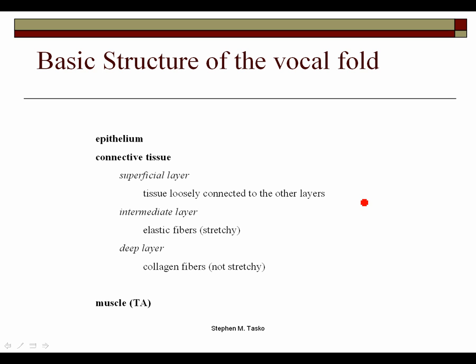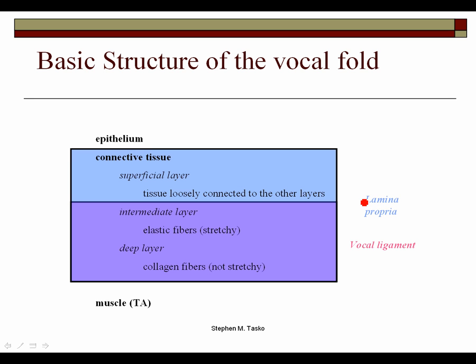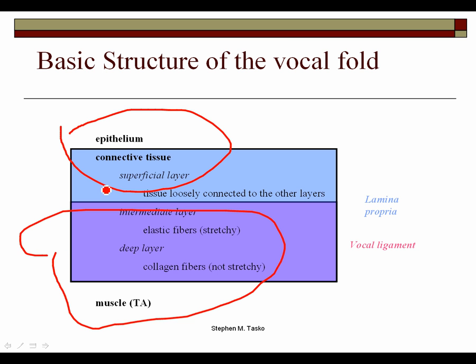Now, we organize these in a lot of different ways. The intermediate and the deep layer are often referred to as the vocal ligament, which we'd mentioned earlier. All three connective tissue layers are collectively referred to as the lamina propria. Functionally, we often think about the epithelium and the superficial layer and contrast that with these deeper layers and call this the cover of the vocal fold and this the body. Because the cover can actually vibrate relatively independent of the body.